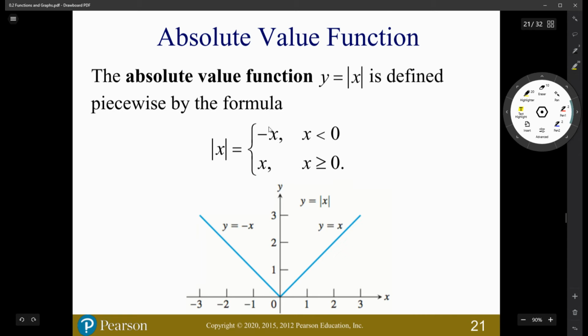The absolute value function is one with which you are very familiar. It's defined actually as a piecewise function. You use the rule y equals negative x for all x less than 0, and you use the rule y equals x for all x greater than or equal to 0, and the graph of the absolute value function often looks like a V. As we see here, it is two lines connected.